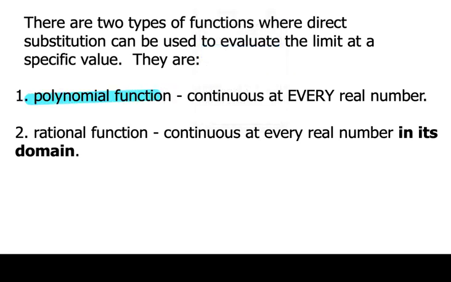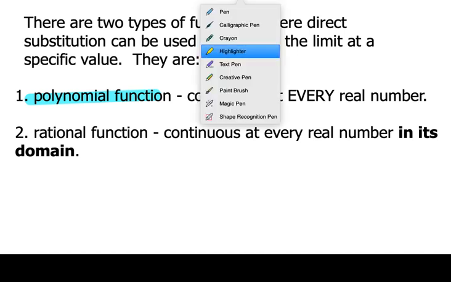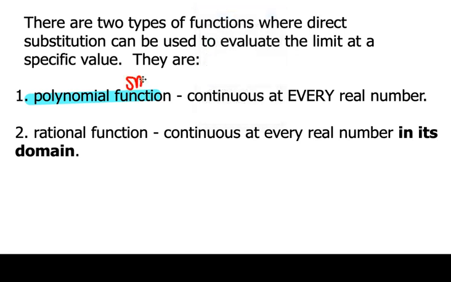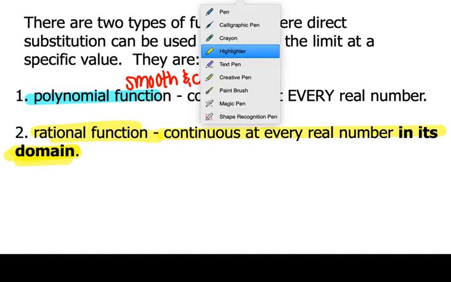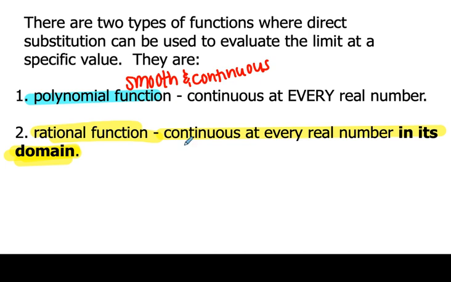It is continuous at every real number. Remember, I used the words smooth and continuous. Polynomial functions are smooth and continuous. Okay. Another one that's going to surprise you are rational functions. Rational functions are also continuous, but in a very specific place, at every real number in its domain. Okay. So rational functions, they have that additional stipulation. Continuous at every real number in its domain.